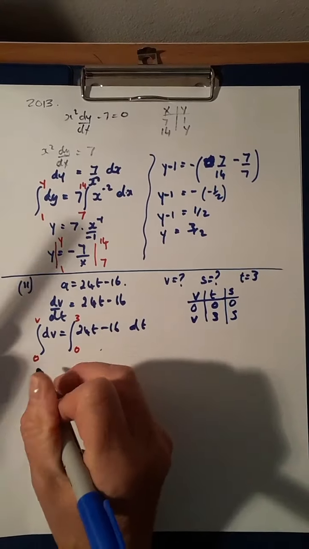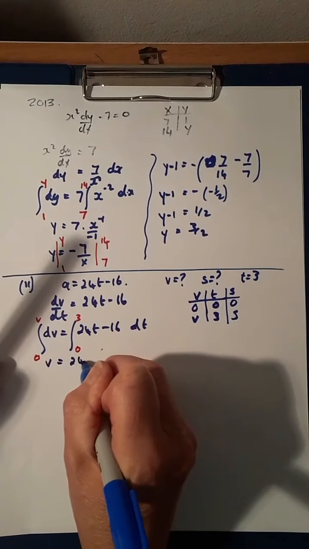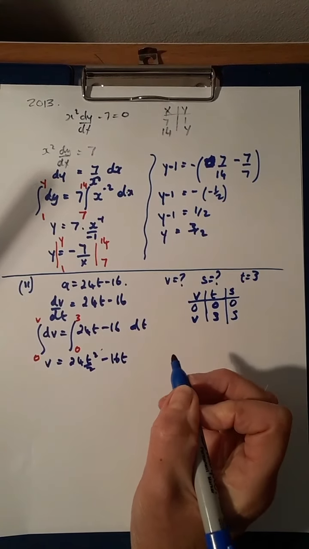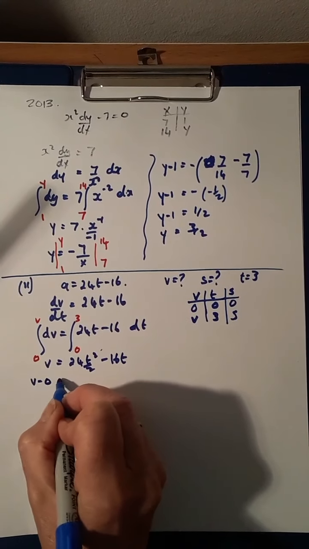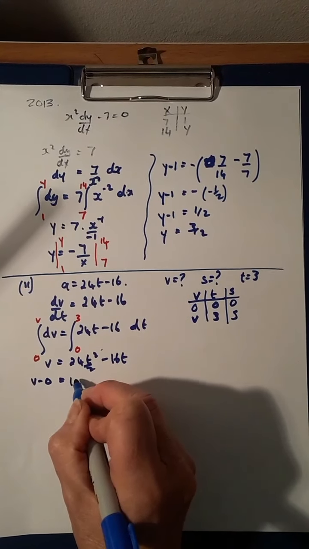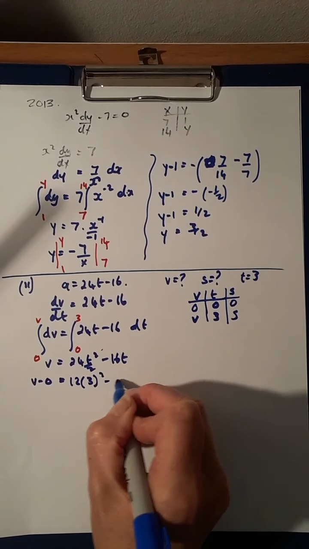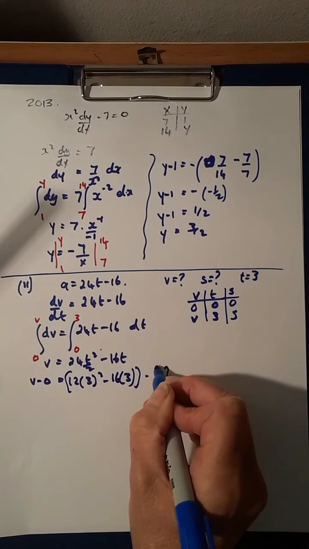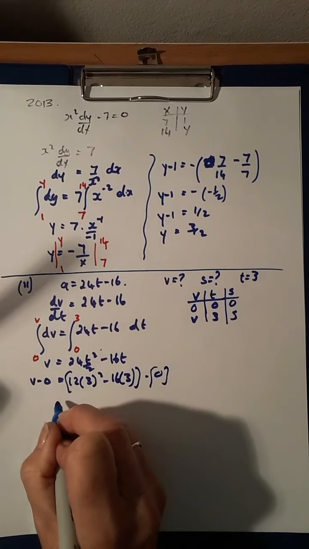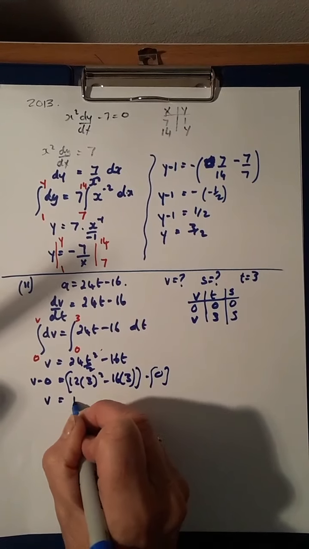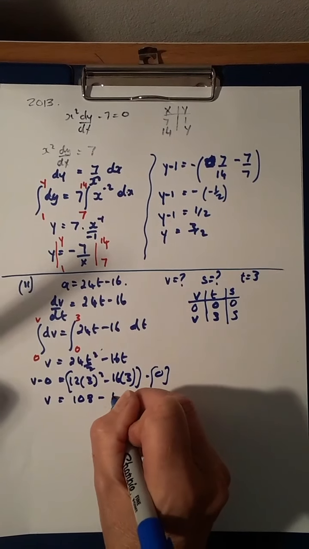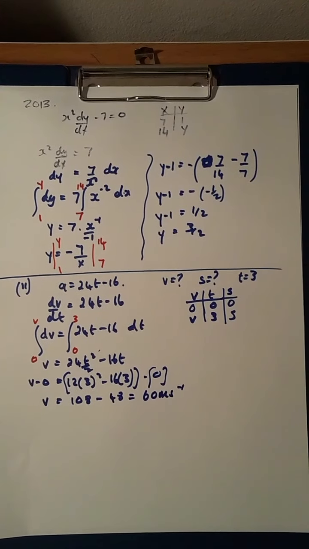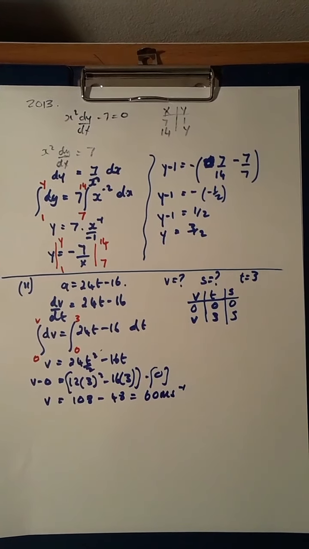Okay, so this left-hand side becomes v is equal to 24t squared over 2 minus 16t. Put in those limits, so I'll get v minus 0 equals 12 times 3 squared minus 16 times 3. That's my first set of limits, minus 0 for the second limit. And of course this will become, v is equal to 108 minus 48, so I get 60 meters per second for the velocity. So that's the first part. I've also got to find now the distance.